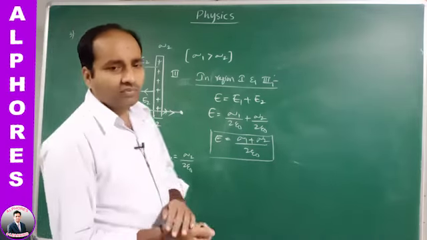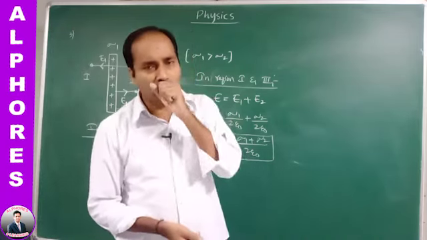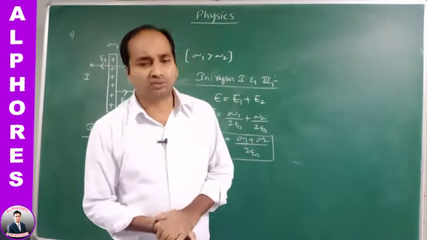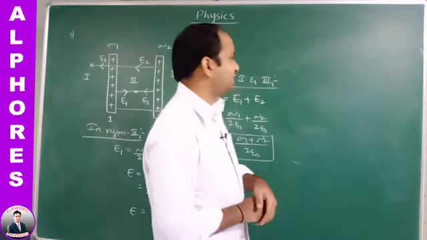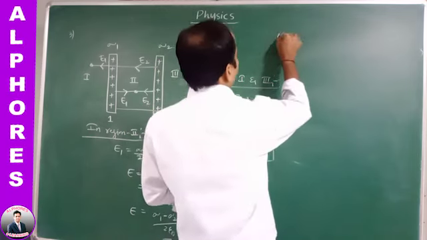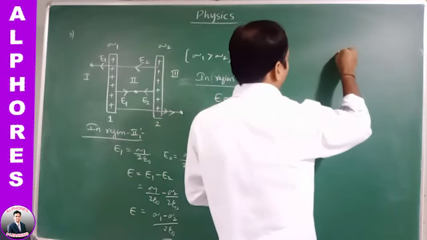Now the next question may be: electric charge is uniformly distributed along a long straight wire. For example, you may take this as a long straight wire.